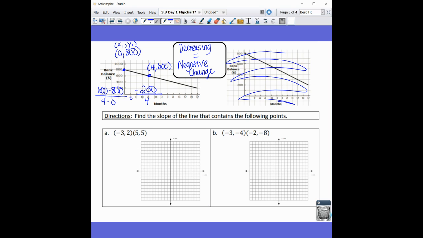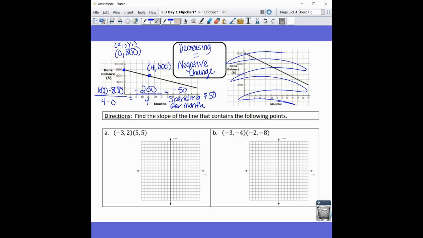Negative 200 divided by 4. Negative 50. So what that means is that negative means we're spending or we're losing $50 per month. So let's phrase it as spending $50 per month, which is a really good budget plan to only be able to spend $50 a month, especially as an adult with all of the bills.